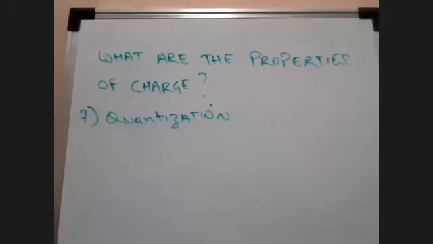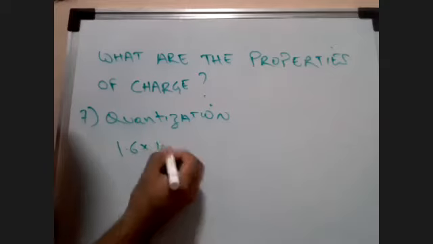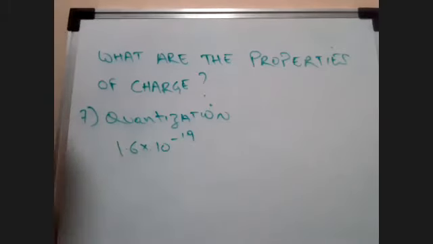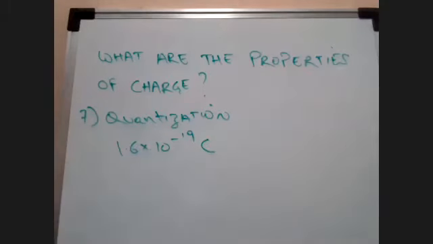Basically, what happens is electrons have a charge of 1.6 into 10 raised to minus 19. And every system of charge will only consist of packets of this amount, 1.6 into 10 raised to minus 19 coulombs. And so every system of charge will be an integral multiple of this number.